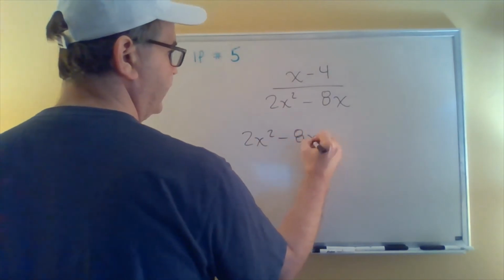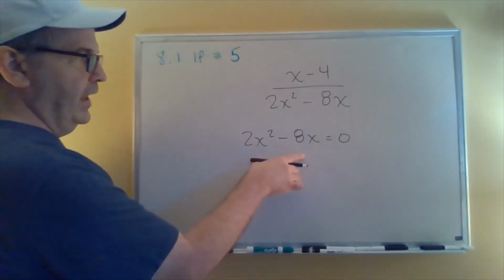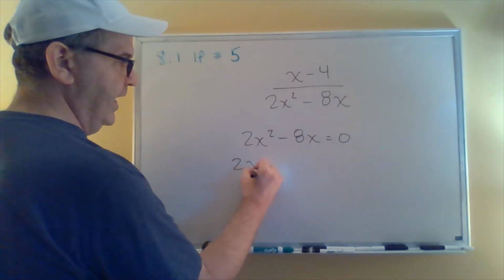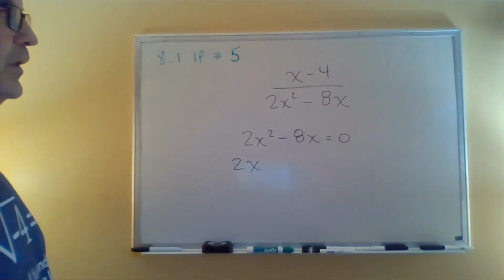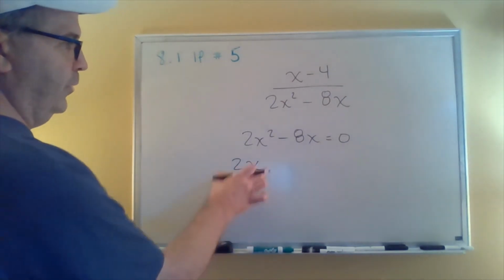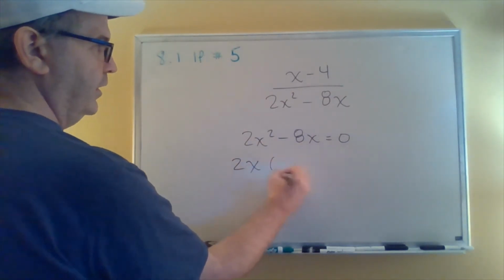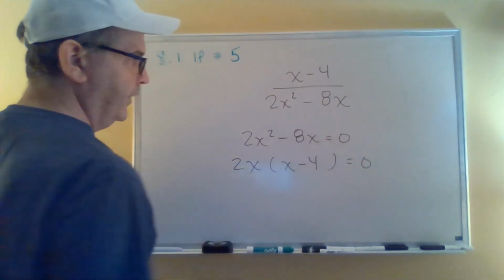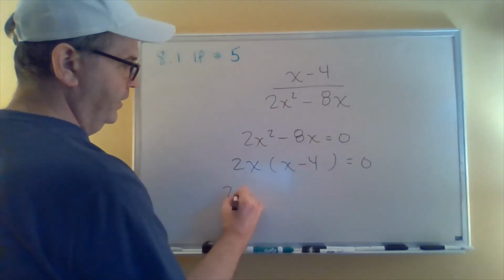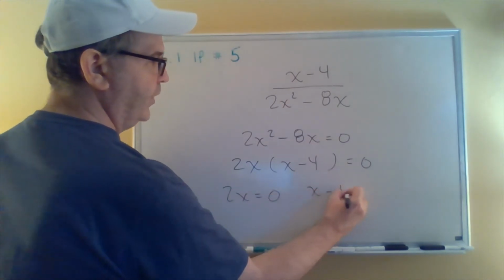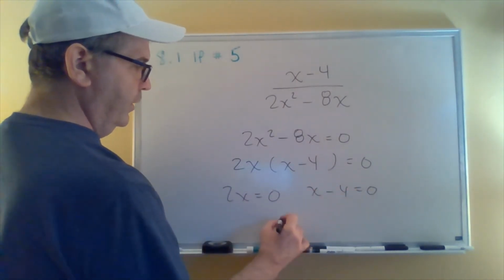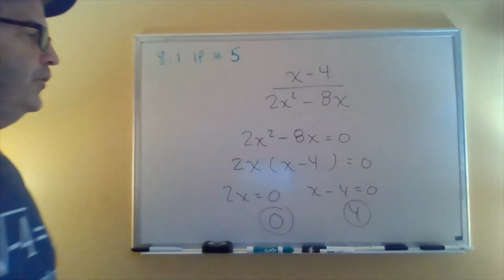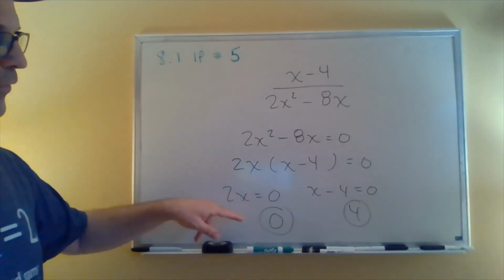2x squared minus 8x equals 0. What we want to do is factor out the greatest common factor here. So the coefficients, it'll be 2. The variables, it'll be x. If you're a little rusty on that, go back to our lesson on greatest common factor. Get some more practice on that. But pulling the greatest common factor of these two terms is 2x. And when we pull that out of the expression here, we're left with x minus 4 equals 0. So now we just set each one of these equal to 0. So 2x equals 0, or x minus 4 equals 0. So we'll be left with our excluded values being 0 and 4. So our domain is going to be all real numbers except for 0 and 4.